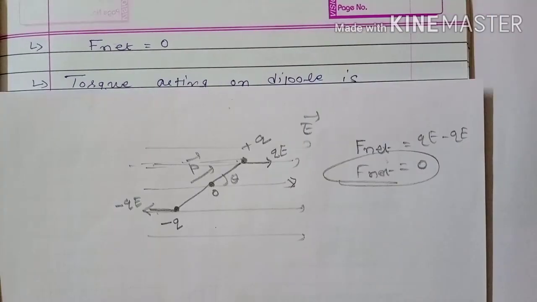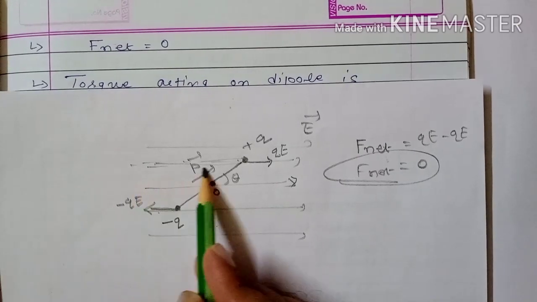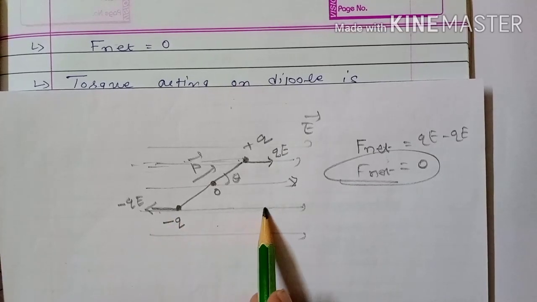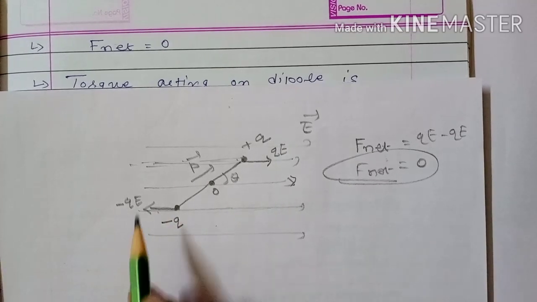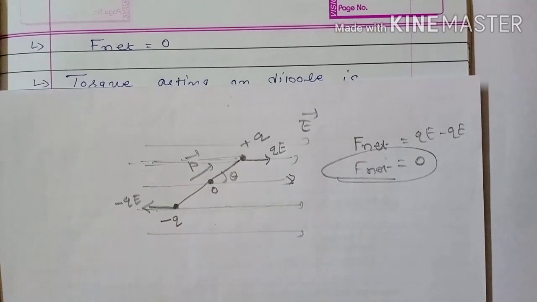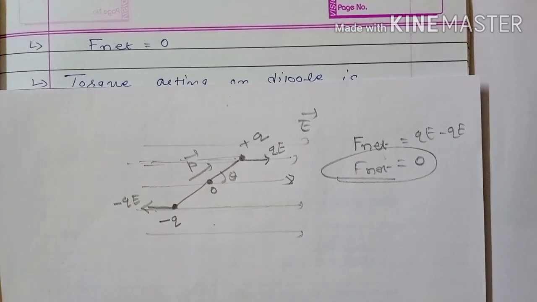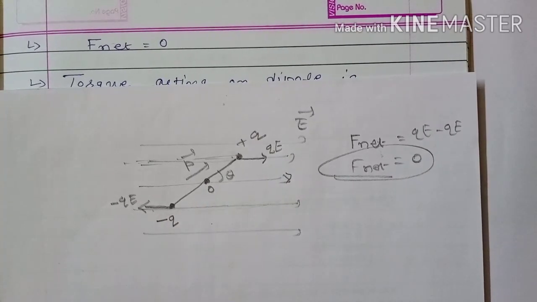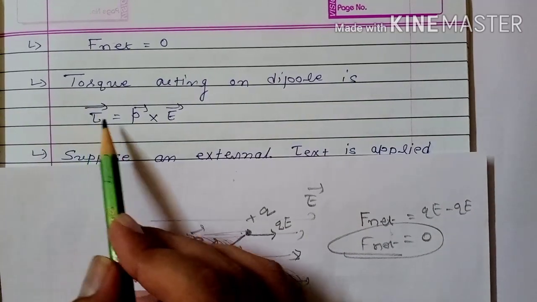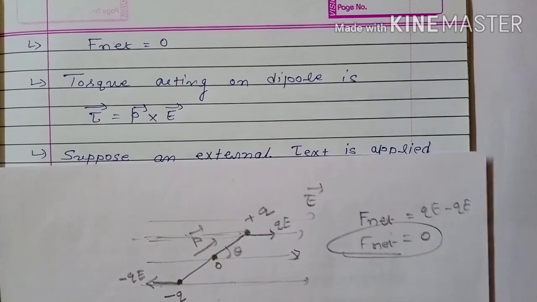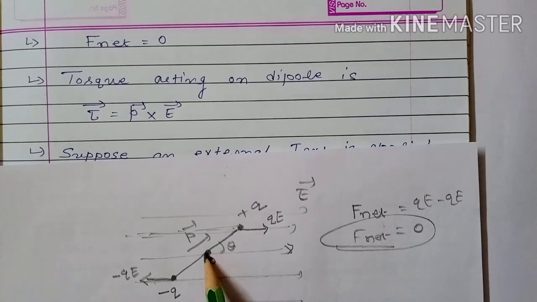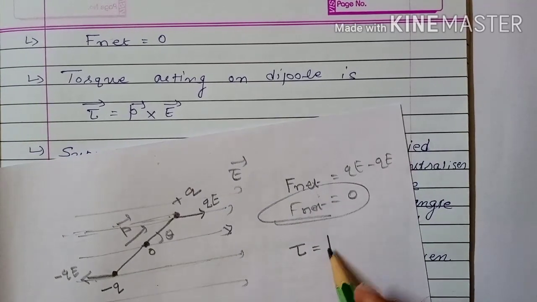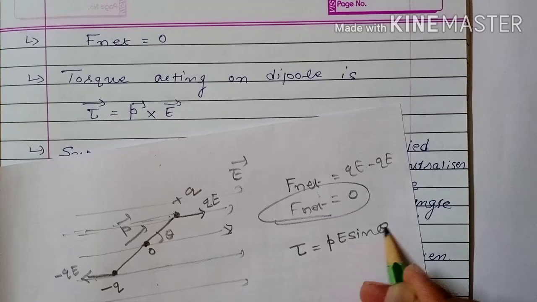But here these two forces, plus qE and minus qE, both have different lines of action. So these two forces are forming a couple. Whenever a couple is formed, at that time torque will act, and the torque acting on the dipole is torque tau vector equal to p vector cross E vector. This already we have studied in chapter number 1. So the torque acting on the dipole, in magnitude, can be written as torque tau is equal to pE sin theta.